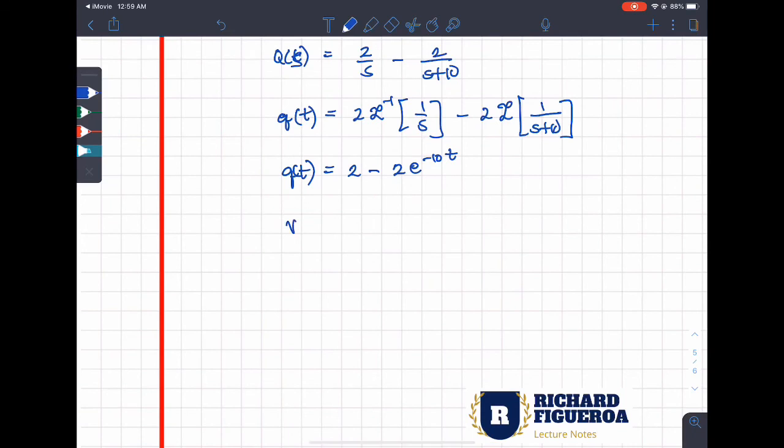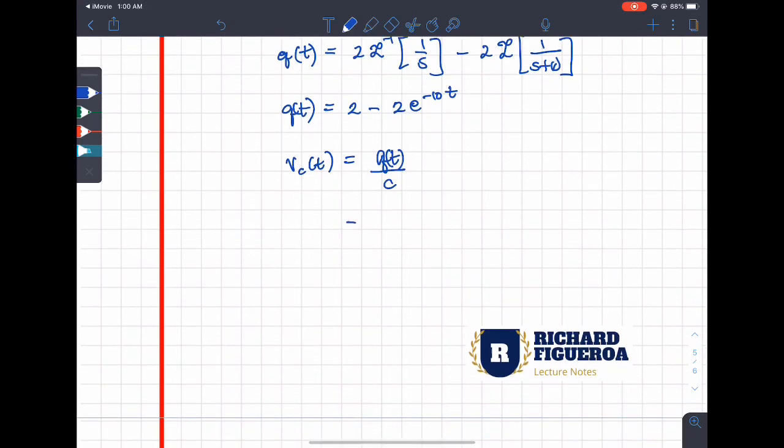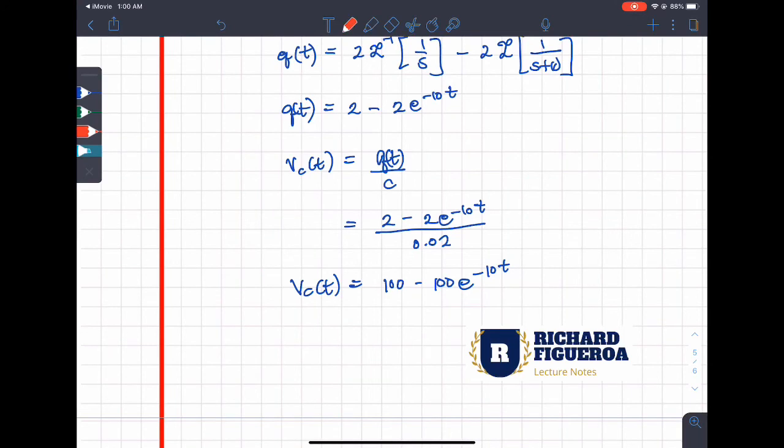So the voltage across the capacitor at any time would be q(t) divided by C, or 2 minus 2e^(-10t), divided by 0.02. So our voltage across the capacitor at any time would be 100 minus 100e^(-10t). And that is the voltage across the capacitor at any time t.